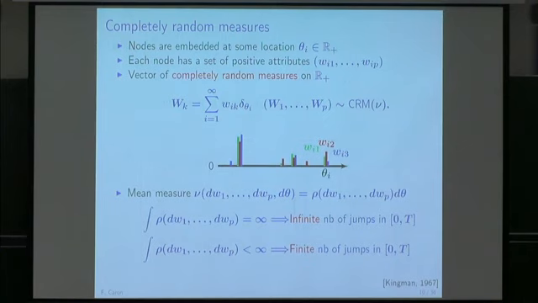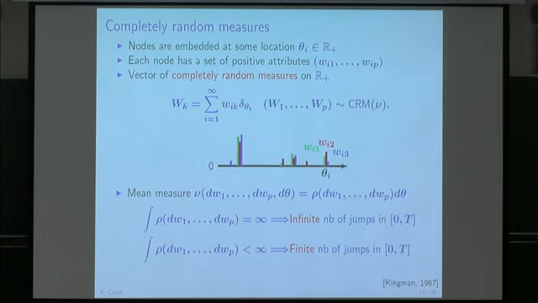As I've said, I assume that the nodes are embedded at some location theta i, which can be interpreted as a time of arrival, and now we will add parameters. We'll assume that each node has a set of positive attributes wi1, ..., wip. If p is equal to 1, you can interpret this parameter as a sociability parameter. The larger this parameter, the more likely the individual is to connect with other nodes. If p is greater than 1, you can interpret those parameters as the level of membership of an individual to a particular community. One individual may have different interests that are reflected in those attributes.